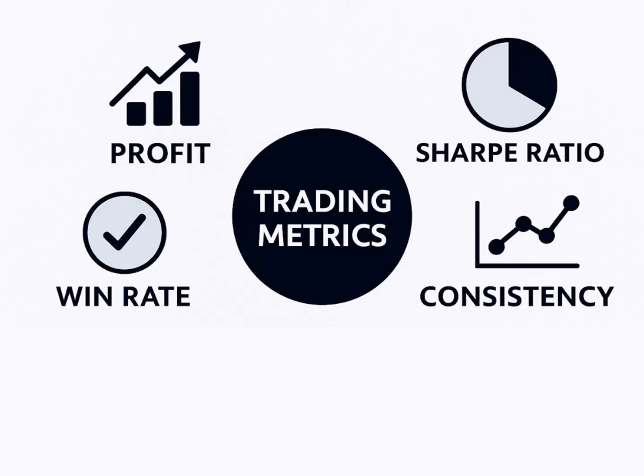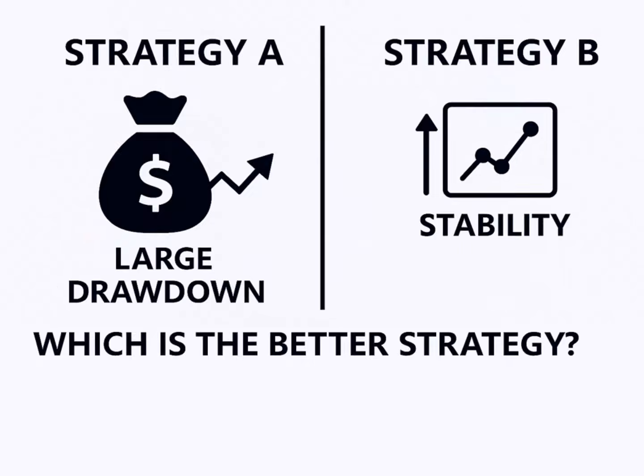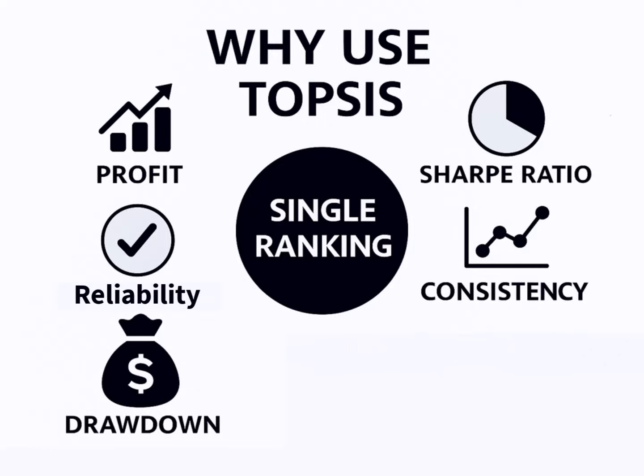Now, first of all, when we test a trading strategy, we usually don't look at just one number, but we look at many different metrics like profits, drawdowns, Sharpe ratios, win rates, consistency, and so on. And here's the problem, because some of these metrics can contradict each other. For example, one strategy might make a lot of money, but with huge drawdowns. And another strategy might be very stable, but not very profitable. And now you might wonder which one is the better strategy to test out further in a forward test.